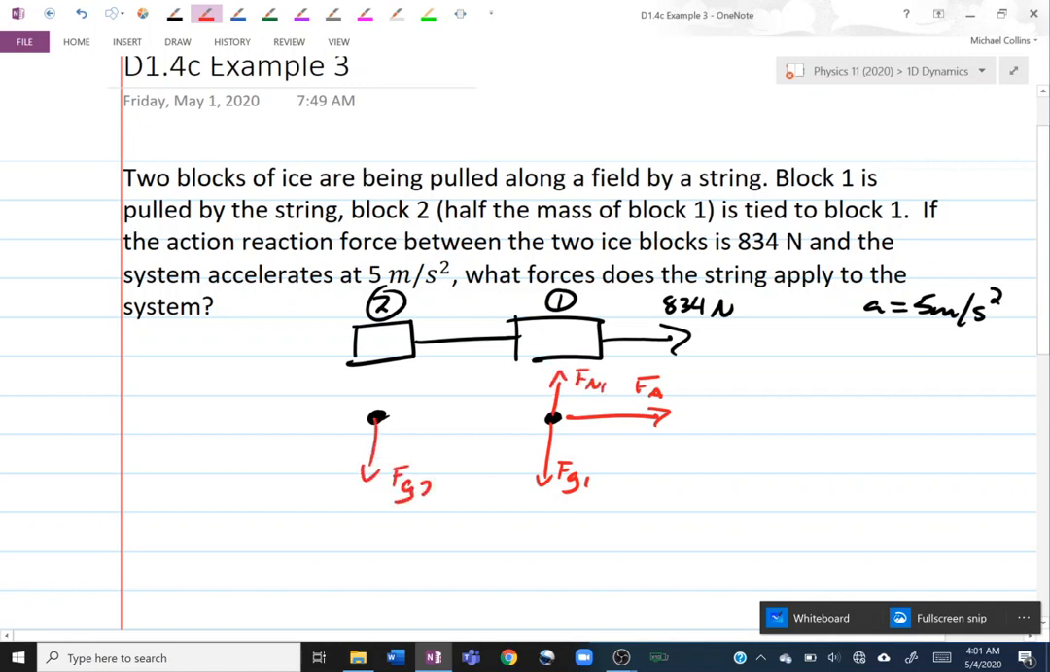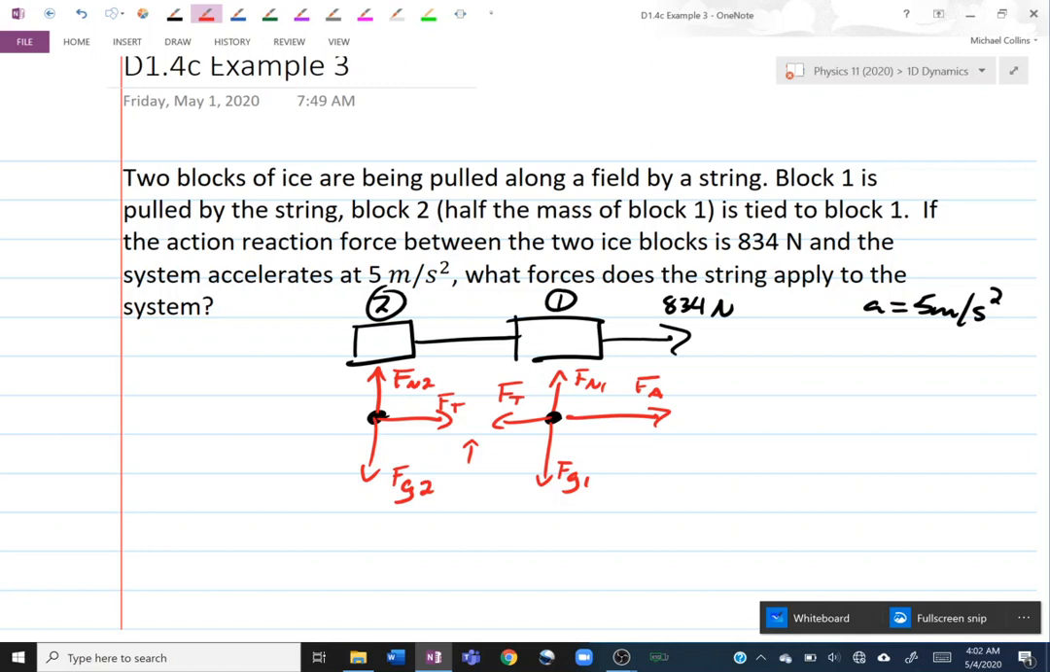If I look at the sum of my forces on block 1 is equal to M1A, then my applied force minus the force of tension is equal to M1A. I don't know what M2 is, I don't know what M1 is, and I don't know what my applied force is, so I'm stuck a little bit here too, and I don't quite know what to do.